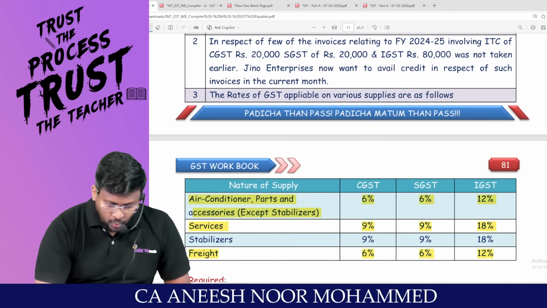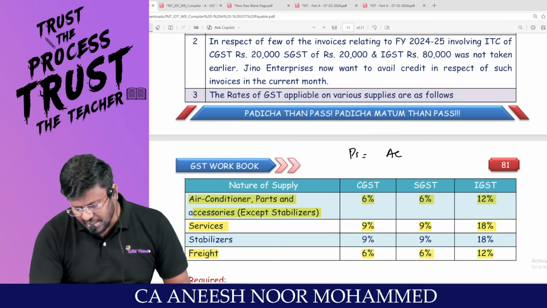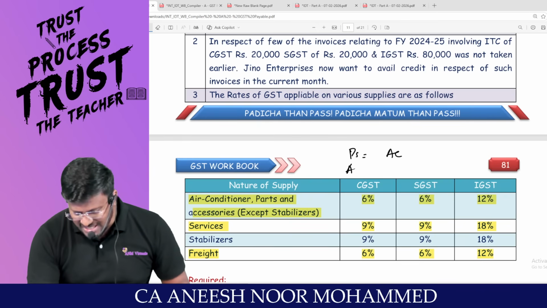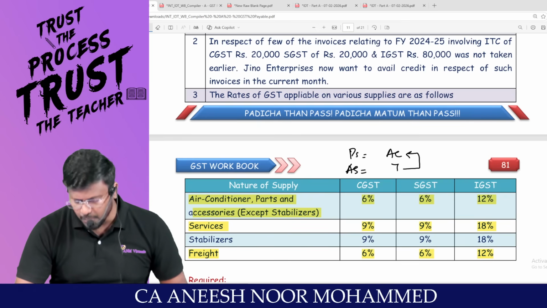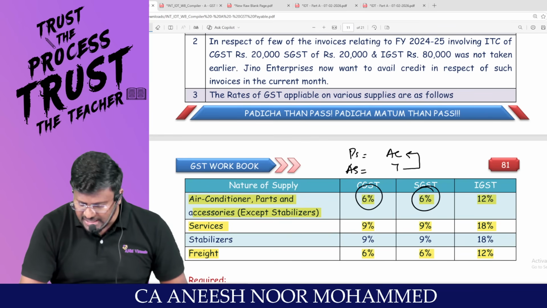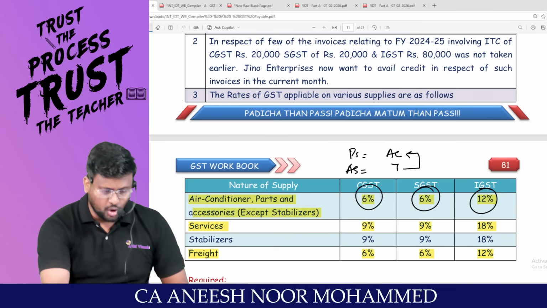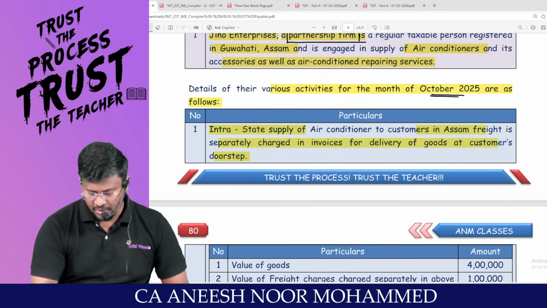What is the principal supply? Selling the AC is the principal supply. What is the ancillary supply? Transportation is the ancillary supply. For this transportation, even the rate of AC will be applicable. That's what composite supply is all about.